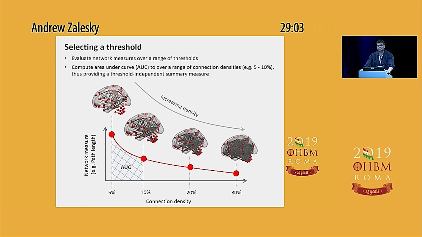across a range of densities, compute our network measure, or repeat our analysis for each of those thresholds. And then, for example, we can plot the network measure as a function of the connection density. And to derive a summary statistic, we can consider the area under the curve. And this gives us a single value to characterize that network measure across a range of connection densities or across a range of weight thresholds. And so this takes away, to a certain extent, the contingency on one specific weight or density threshold.